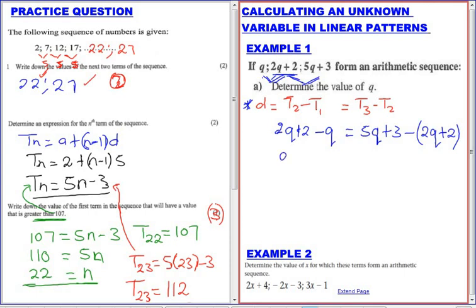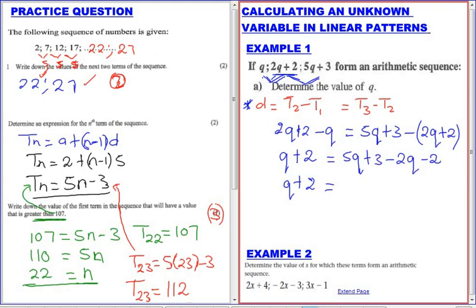2Q minus Q, I'll just write it as Q plus 2 this side, and then 5Q. Okay, maybe I should just do these unnecessary steps for this first example. Do you see why I put them in brackets? The negative will affect both 2Q and 2. Well, this is still Q plus 2.